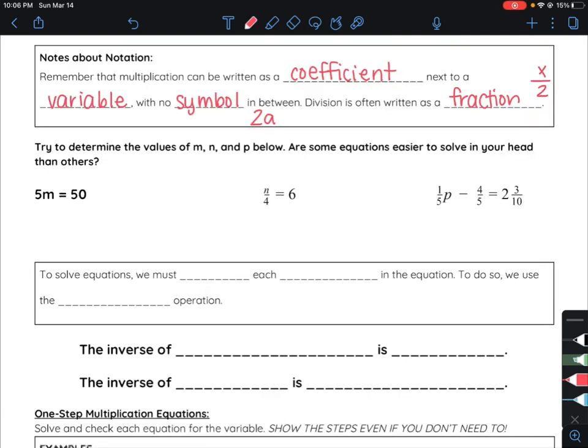Okay, so chances are m was the most likely that you could find in your head. You might have figured out n with the fraction, but this last one would be very difficult to figure out with the information that we have right now. And it's not something that you could guess to figure out what p is going to equal, because we have so many fractions and crazy things happening there. All right, so we do have some steps that we can learn to follow today.